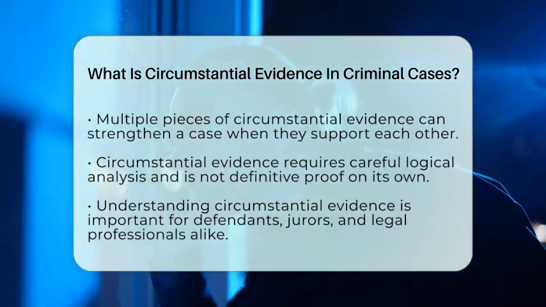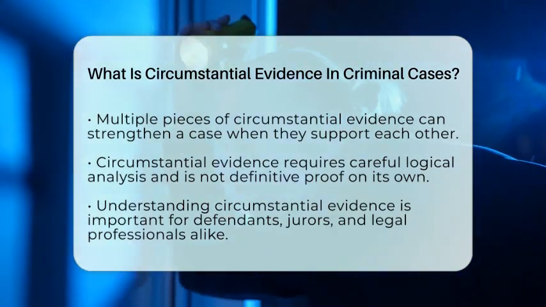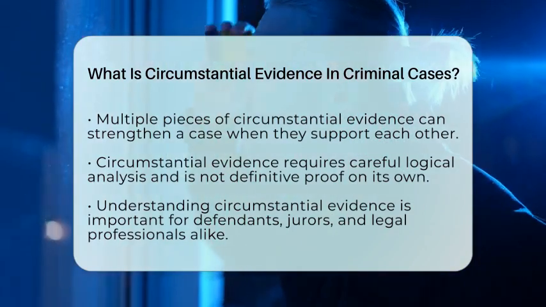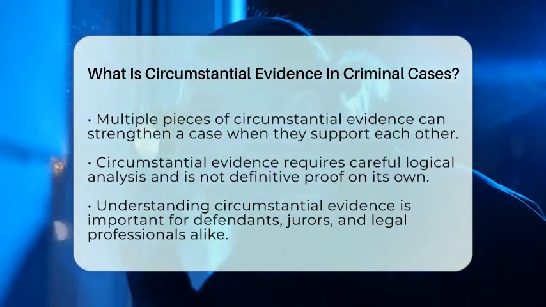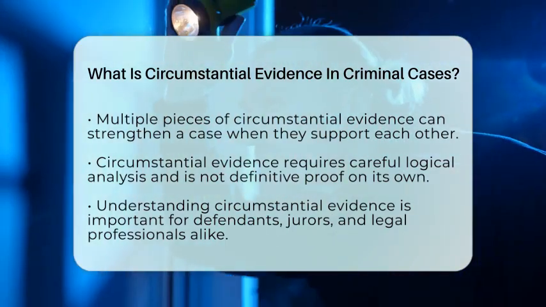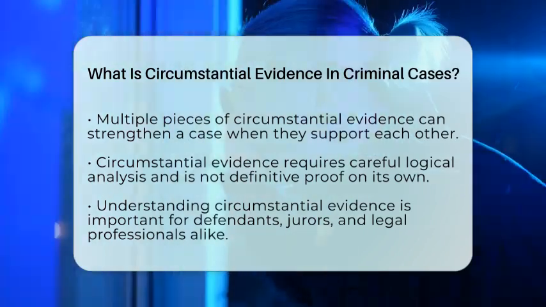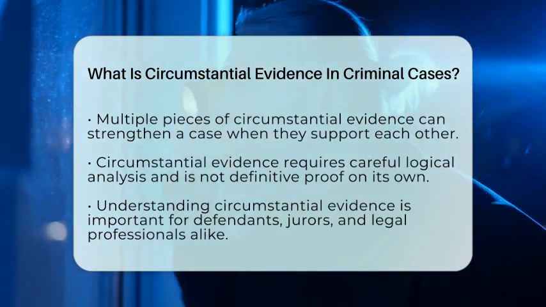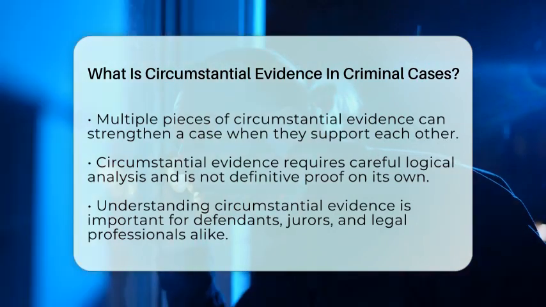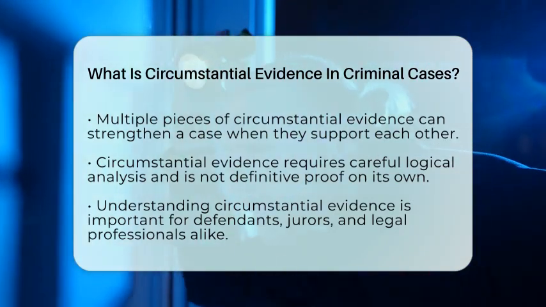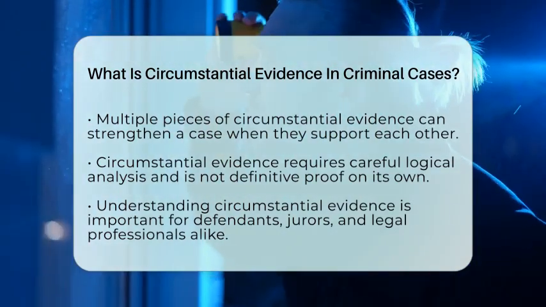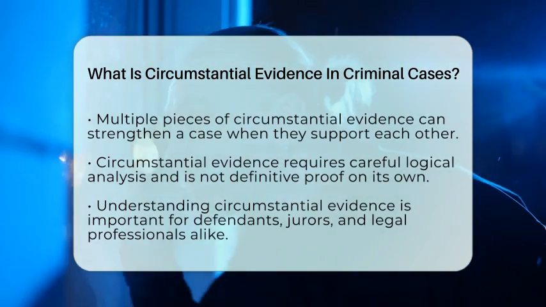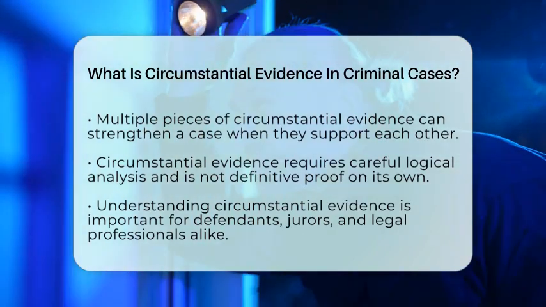Overall, circumstantial evidence is a fundamental aspect of evidence rules in criminal cases. It can support either guilt or innocence, depending on how it is interpreted. It demands rigorous evaluation to protect the defendant's legal rights and ensure a fair trial. Understanding circumstantial evidence is essential for anyone involved in the legal process, whether as a defendant, juror, or legal professional.